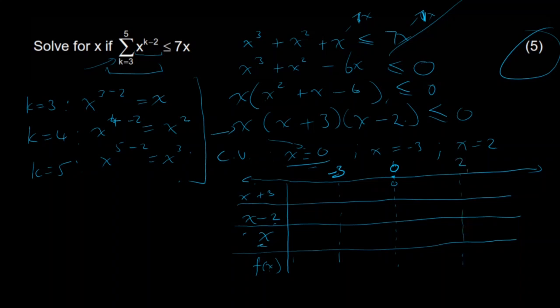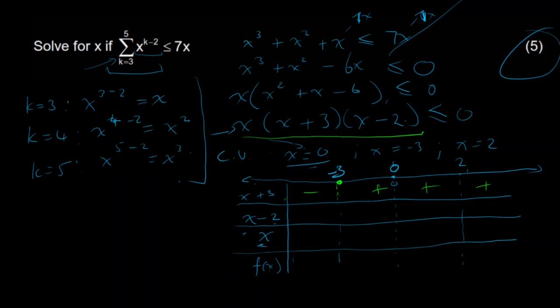So now we go row by row. For x plus 3, the critical value is at minus 3, which means everything to the left of that is negative, and everything to the right of it is positive. Why? Because everything to the left of negative 3 has to be negative, because this is where this factor makes this expression equal to 0.